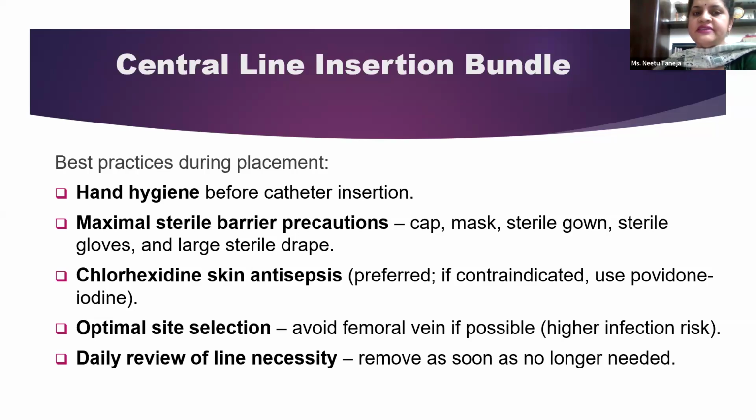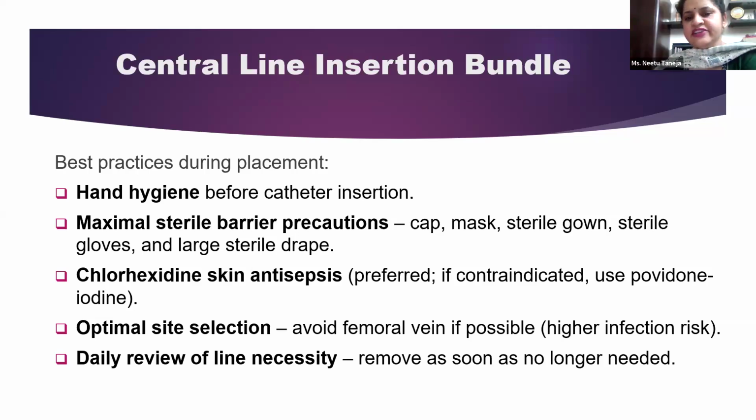The best practices during placement, which come under the central line insertion bundle, start with hand hygiene. Hand hygiene is a must before catheter insertion. Then comes maximum sterile barrier precautions: cap, mask, sterile gown, sterile gloves, and a large sterile drape are a must. Then comes chlorhexidine skin antiseptic, which is preferred. If it is contraindicated, one can go for povidone iodine, but usually that is avoided because it can be irritating to the skin. Chlorhexidine is the best to go for as it has a broad spectrum.